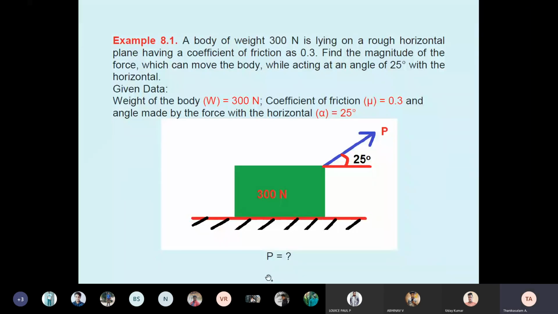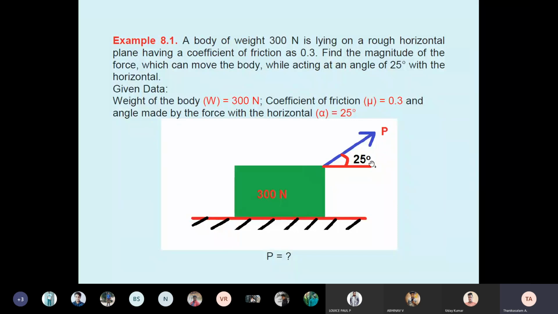Now, I told you, any force that is inclined in engineering mechanics, we convert into X direction and Y direction. That is resolution of force, resolving forces. You draw the free body diagram. What is a free body diagram? See the 300 Newton weight. Weight is acting perpendicular downward. Then normal reaction upward. So the applied force on the right side: P cos 25, P sin 25.